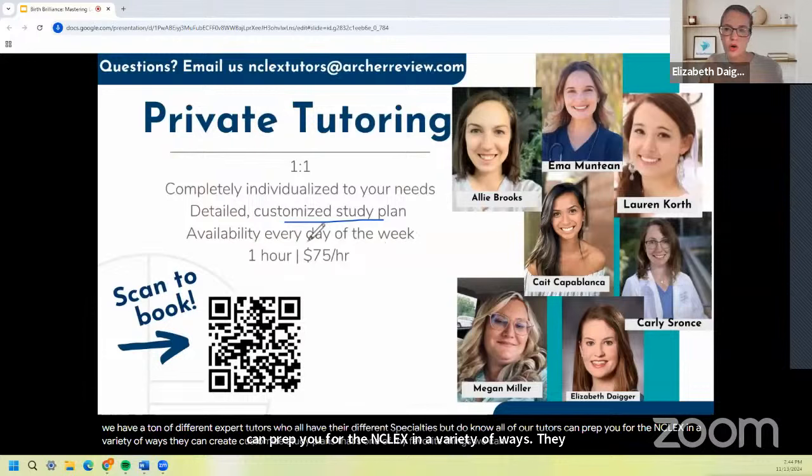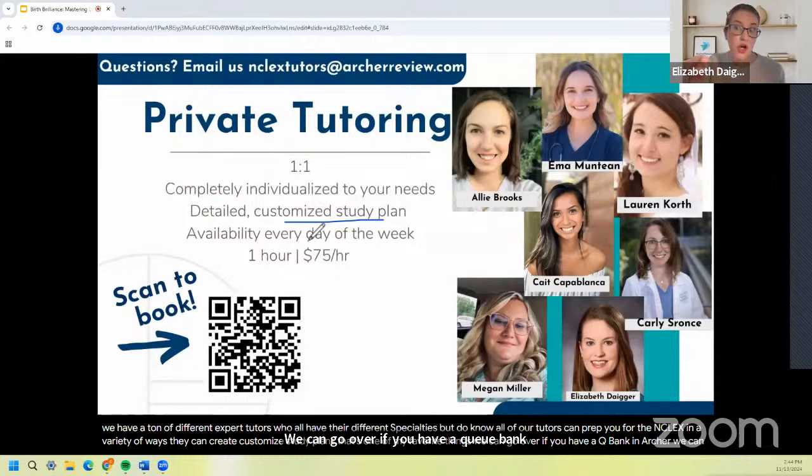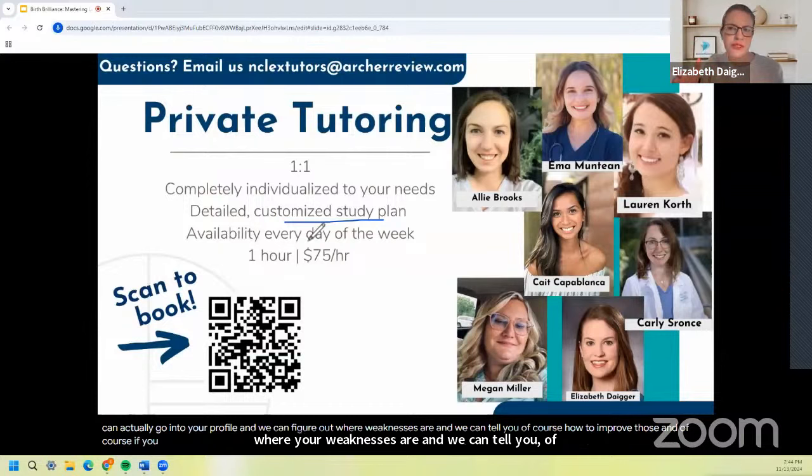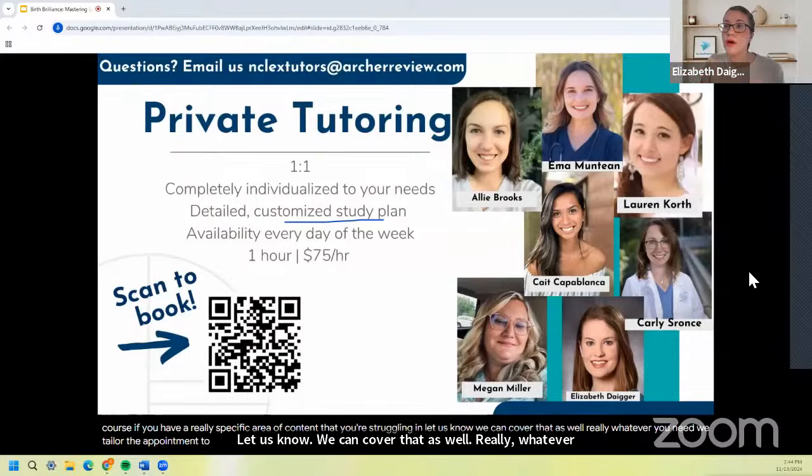We can go over, if you have a Q bank in Archer, we can actually go into your profile and figure out where your weaknesses are. And we can tell you, of course, how to improve those. And if you have a really specific area of content that you're struggling in, let us know. We can cover that as well. Really, whatever you need, we tailor the appointment to you. So I really like private tutoring as well.